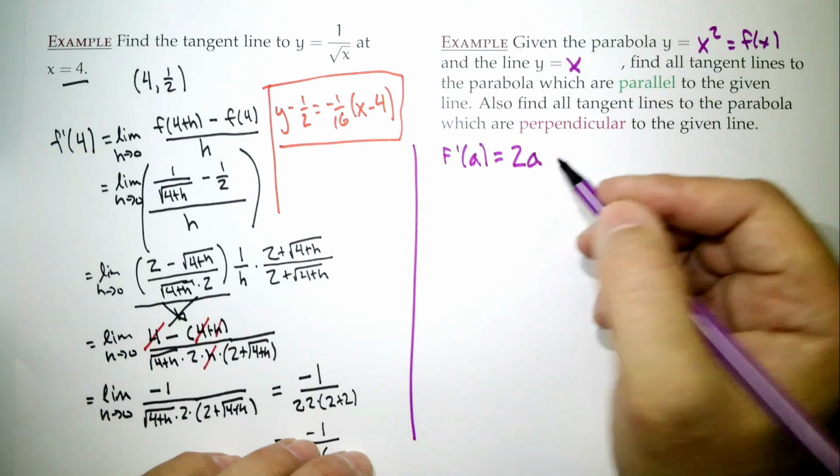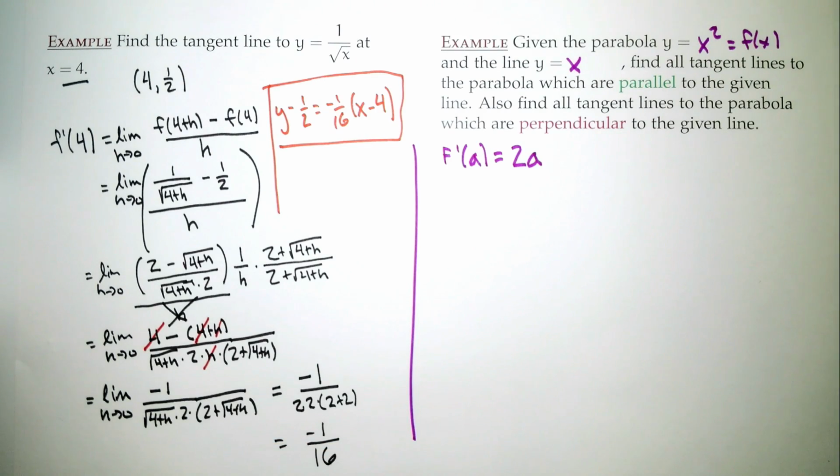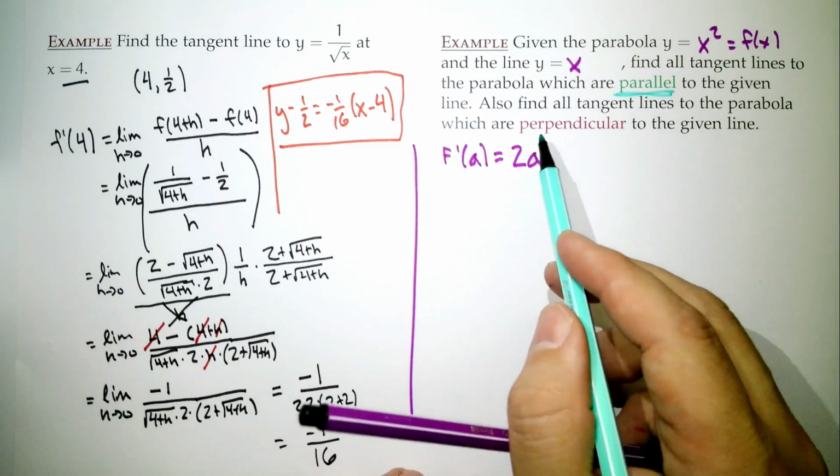It'd be 2a. Derivative of x squared is 2x. This will make more sense as we go on, but it's the same process. We've done a quadratic before. There's no real surprises. We want to get to the fun stuff. So our derivative at any particular point, we just double the value where we're at. Now, we're told to do two things. First, find tangent lines which are parallel, and then we're going to do perpendicular.